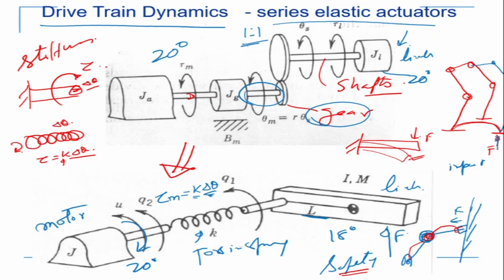Because it is added in series to the motor. Okay, that's the reason why it's called series elastic actuators. So this is an actuator which is a motor, but the output of the motor is connected to a series spring, a torsion spring in series, and then it goes to the link side. Okay, now we need to understand very carefully the meaning of stiffness here.